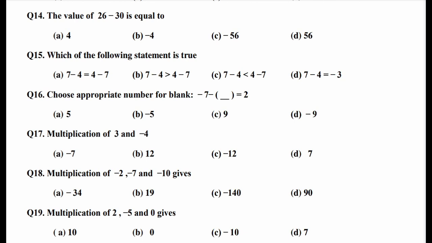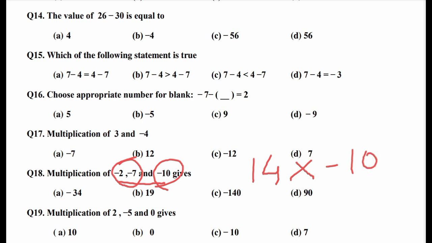Question number 18. Multiplication of minus 2, minus 7 and minus 10 gives. If we do multiplication of these three, then what will you get? So first we do multiplication of these 2, and 2 sevens are 14. Both are negative integers, so the answer is positive 14. Now we multiply minus 10 with this 14 and we get the answer minus 140. So the answer of this is C, minus 140.